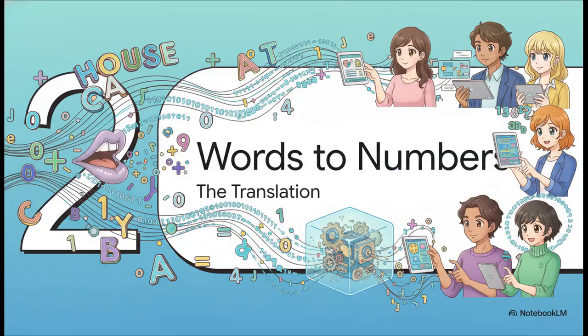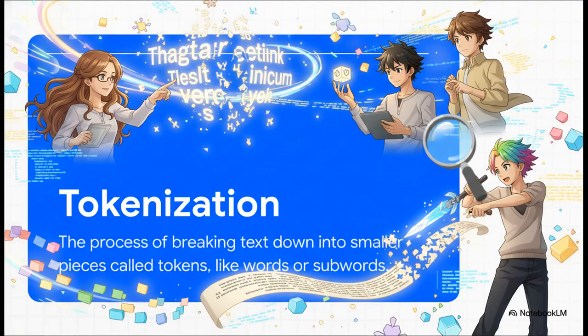Okay, so the very first stop on our journey is translation. Here's the thing. A machine doesn't get words like cat or sky. It doesn't speak English. It speaks math. It only understands numbers. So the first thing we have to do is translate our language into its language. And that translation kicks off with a process called tokenization.